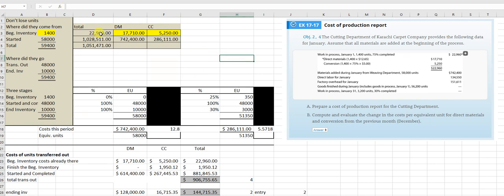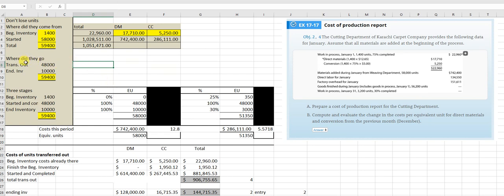I can total this up. I want all of these 4 totaled. You don't have to do those; again, it's just a check figure. Then I'm going to read down here. Materials added during January from the weaving department, 58,000 units. So I started an additional 58,000 units. So 58,000 plus 1,400 is 59,400. I know that total, and I can go ahead and put 59,400 in all of them.